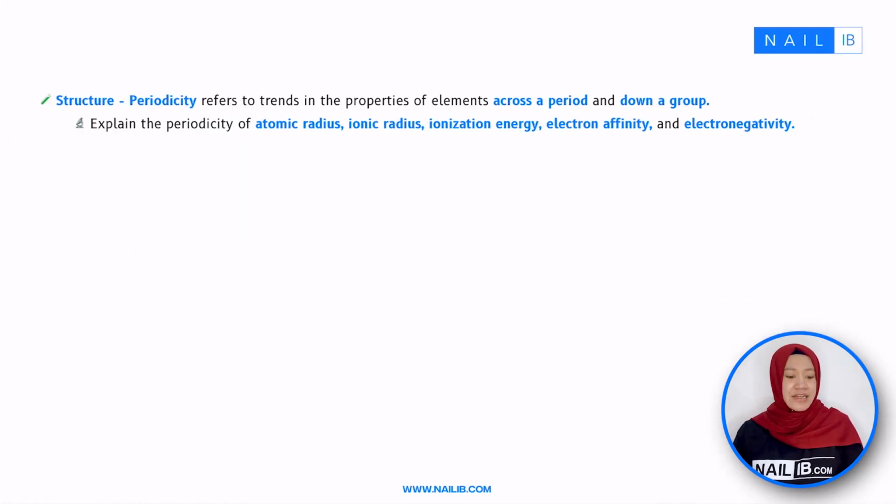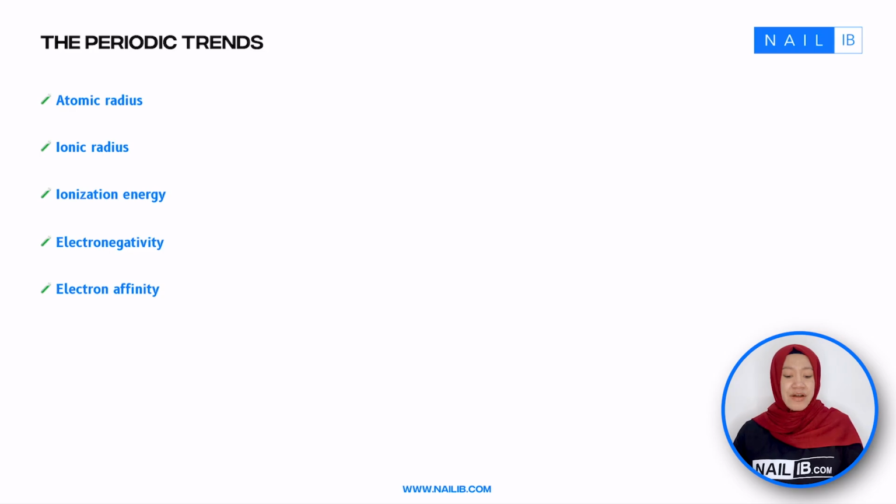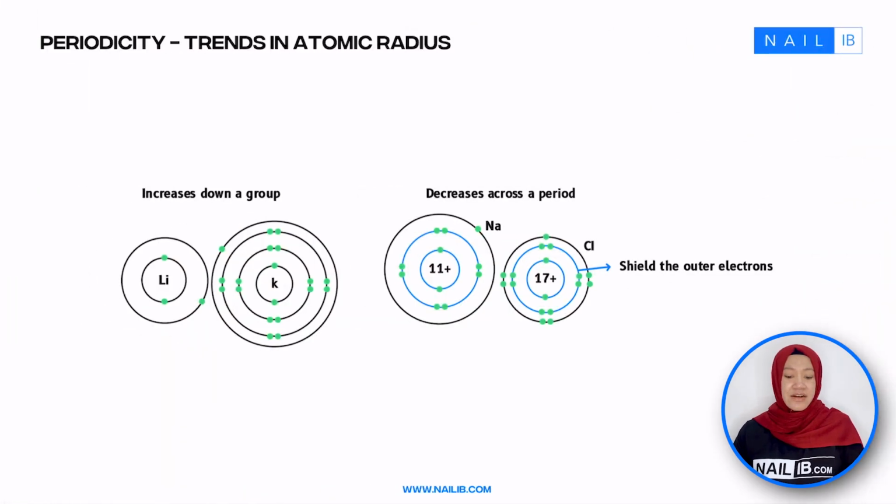Okay, so the next subtopics, you need to know how to explain the periodicity of atomic radius, ionic radius, ionization energy, electron affinity, and electronegativity. So there are 5 trends on the periodic table. They are atomic and ionic radius, ionization energy, electronegativity, and electron affinity. Let's start with the atomic radius, okay?